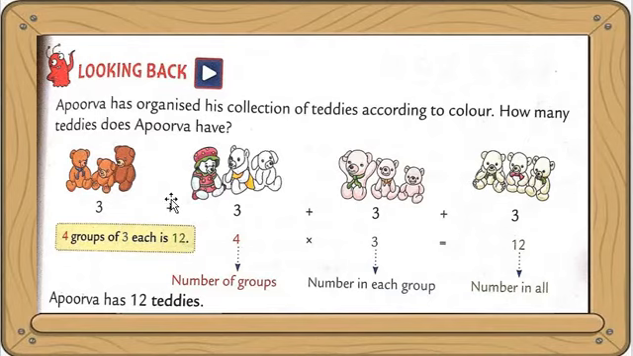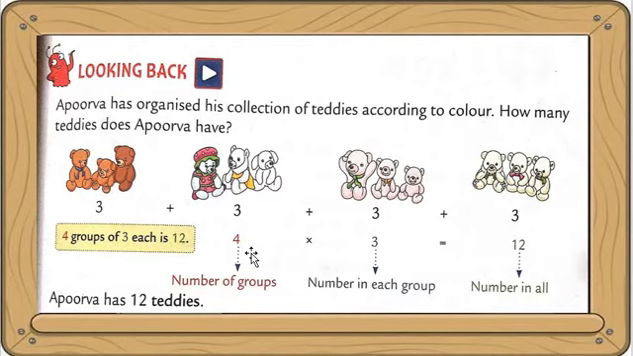See here, group number 1 has 3 teddies, group number 2 has 3 teddies, group number 3 has 3 teddies, and group number 4 has 3 teddies. So each group has 3 teddies, and in total there are 4 groups. Understood? Here, how many groups are there? 4 groups are there.